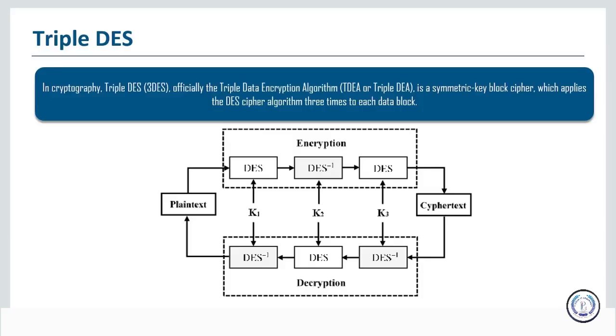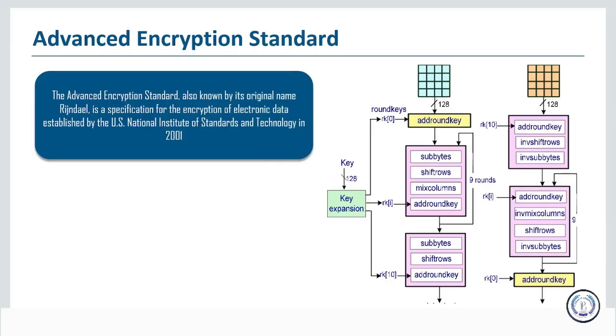So triple DES was literally a stopgap between DES and AES, because people knew that we needed something more than triple DES. And for this, NIST, the National Institute of Standards and Technology, in 2001 chose AES as the algorithm that is now called the Advanced Encryption Standard.